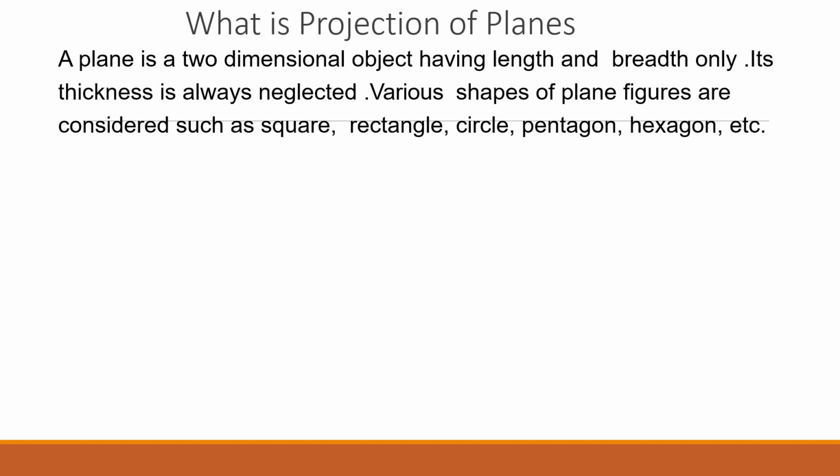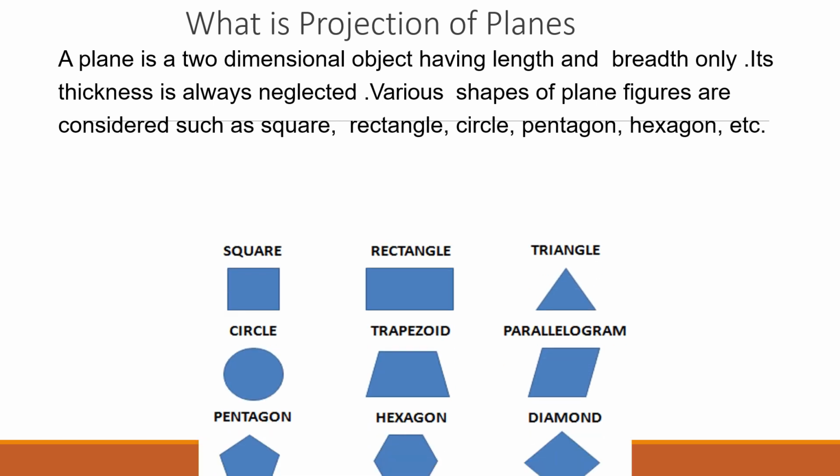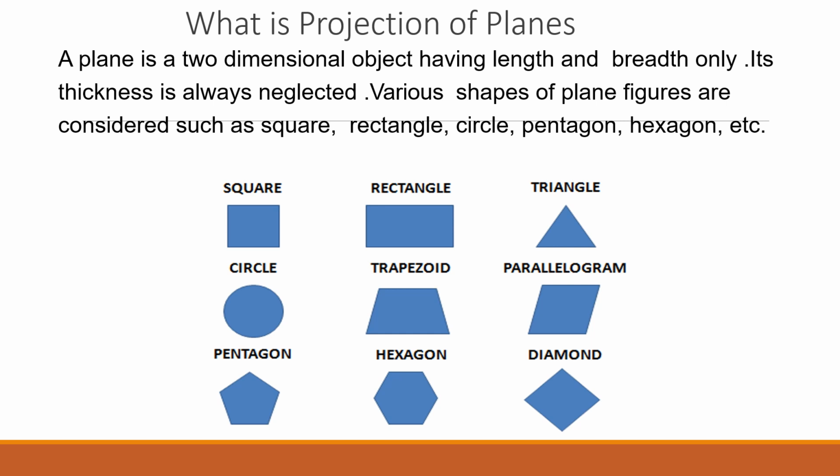There are various shapes of plane figures which are considered in the engineering drawing practice or engineering graphics practice. Some of the commonly used shapes are your square, rectangle, circle, pentagon, hexagon, etc. I'll show you all these shapes here. So you all know how to draw square, rectangle, triangle, circle, trapezoid, all these things you all know.